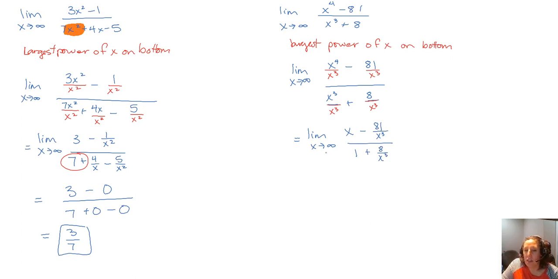And so we see that as x gets bigger, this x is going to go to infinity minus 0. Well, infinity minus 0, subtracting 0 doesn't do anything. In the denominator, we get 1 plus 0. And so we get that this is going to go off to positive infinity.